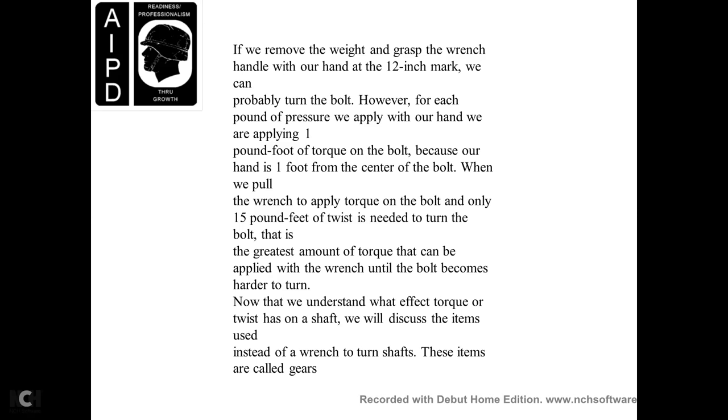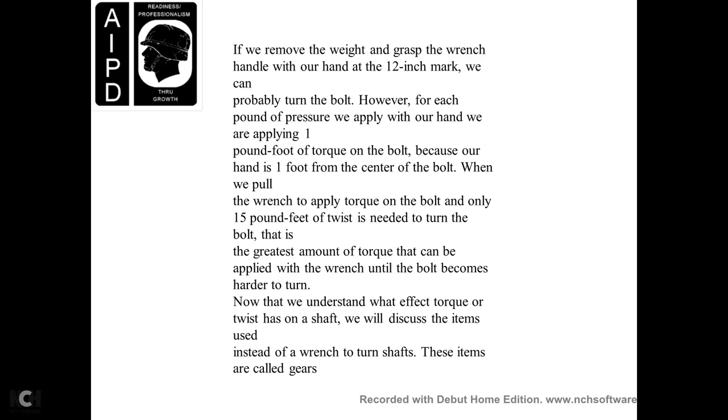If we remove the weight and grab the wrench with our hand at the 12 inch mark, we can probably turn the bolt. However, for each pound of pressure applied with our hand, we are applying 1 pound-foot of torque on the bolt, because our hand is 1 foot from the center of the bolt. We pull the wrench to apply torque to the bolt, with the greatest amount of torque that can be applied with the wrench, until the bolt becomes hard to turn.